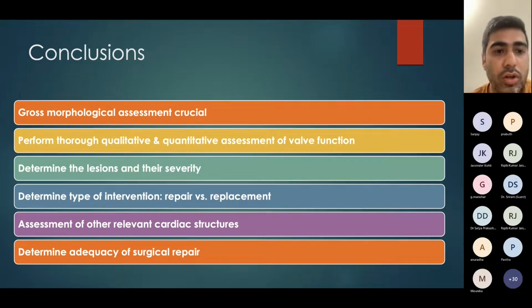So to conclude the assessment for aortic valve, in a stepwise manner, we first have to have a gross morphological assessment, which is crucial. Then we need to go ahead and perform a thorough quantitative and qualitative assessment of the aortic valve. Then determine the lesion, what kind of lesion, stenotic lesion, regurgitant lesion, and then determine their severity. Determine the type of intervention which may be required, whether a replacement or a repair. Then we need to assess the other intracardiac structures, have an assessment of the left ventricle, have an assessment of other cardiac valves and the aorta, and then determine the adequacy of surgical repair which has been done.